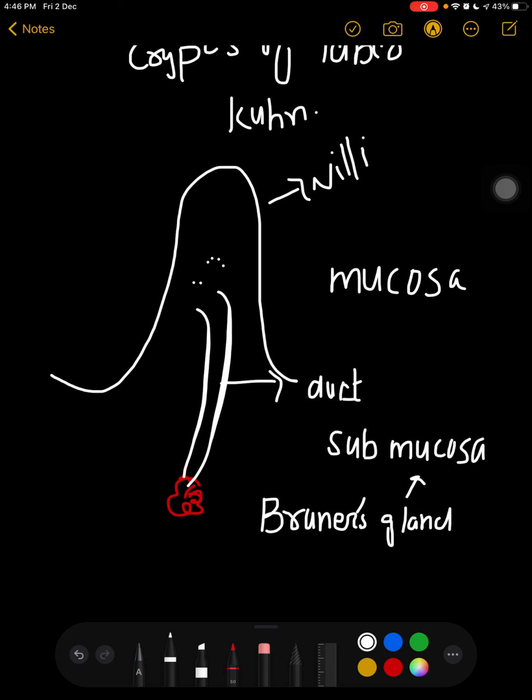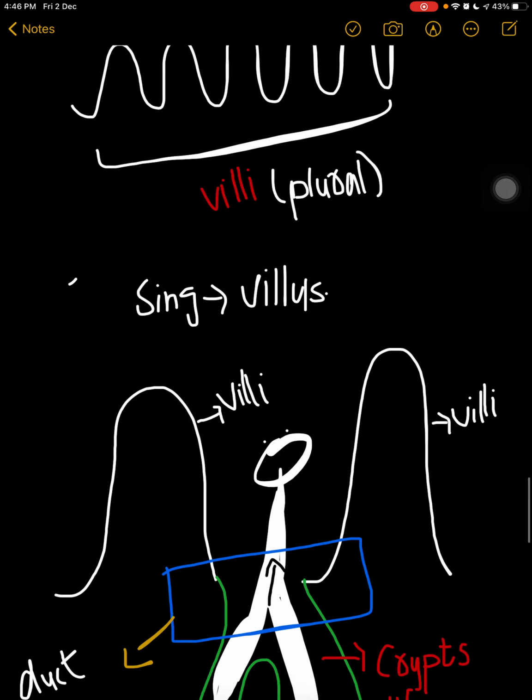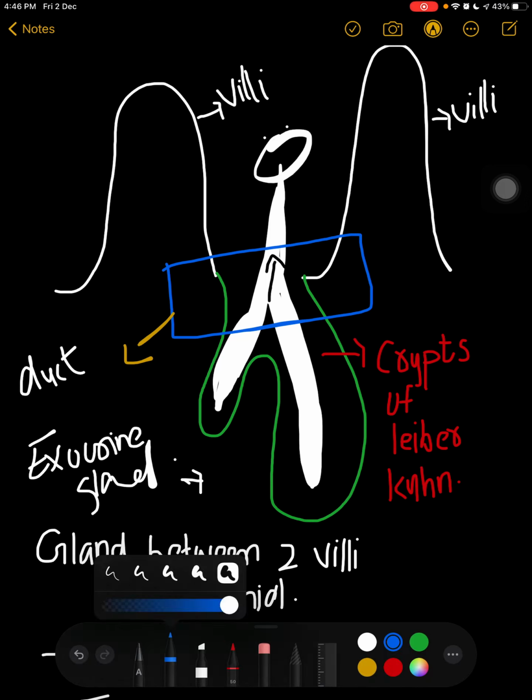And in this region, the secretion of this Brunner's gland and the secretion of the crypts of Lieberkühn mix together, and they form what is known as succus entericus. You can also say this is succus entericus. Basically, this Brunner's gland releases some enzymes.